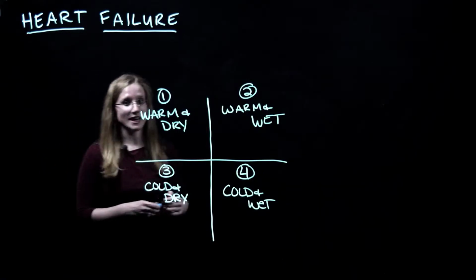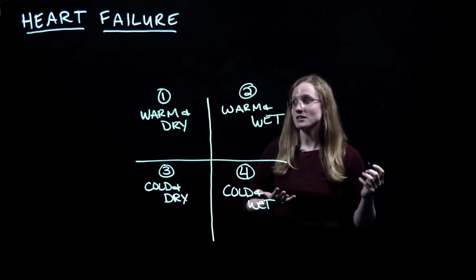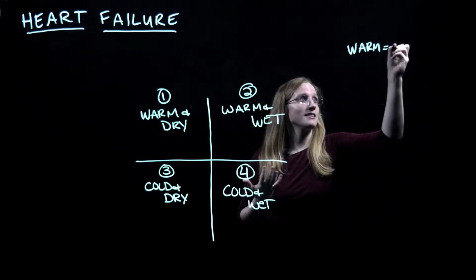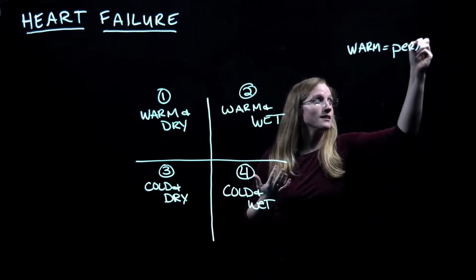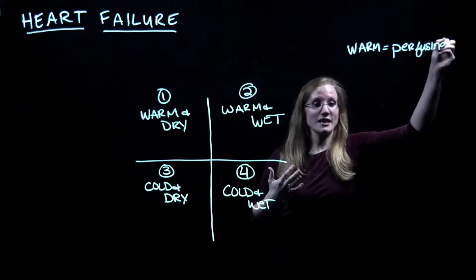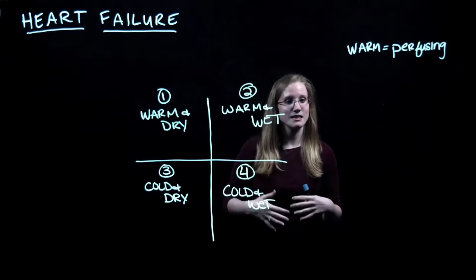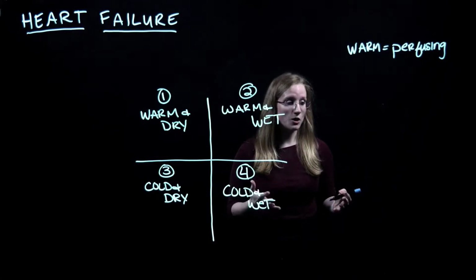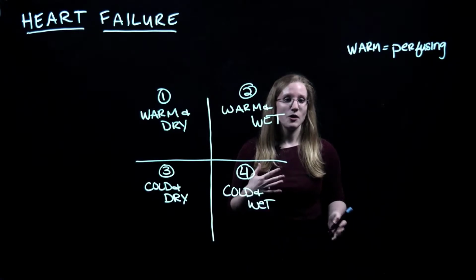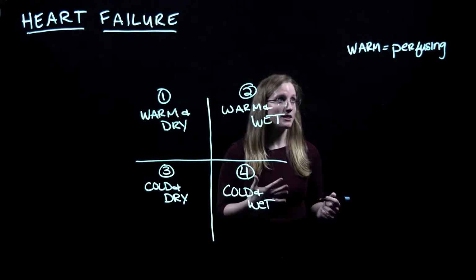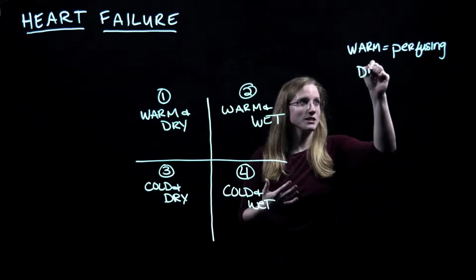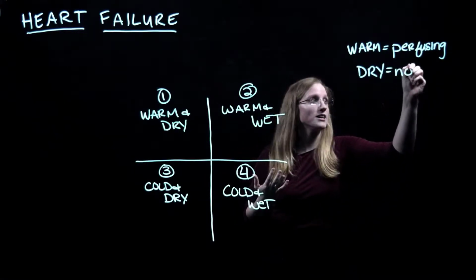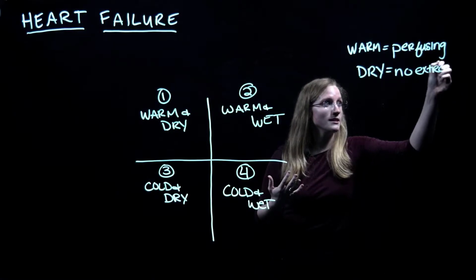So what do these things mean? So let's take a second and dissect what that means. So if a patient is actually warm, we know that equals that they are perfusing well. So that means that they're getting blood to their kidneys, liver, their extremities. They'll be nice, warm to the touch. Now, knowing that, what do you think the difference between wet and dry might be? So if we think about it, dry means essentially that we don't have any volume overload. So this would be no extra volume on board.